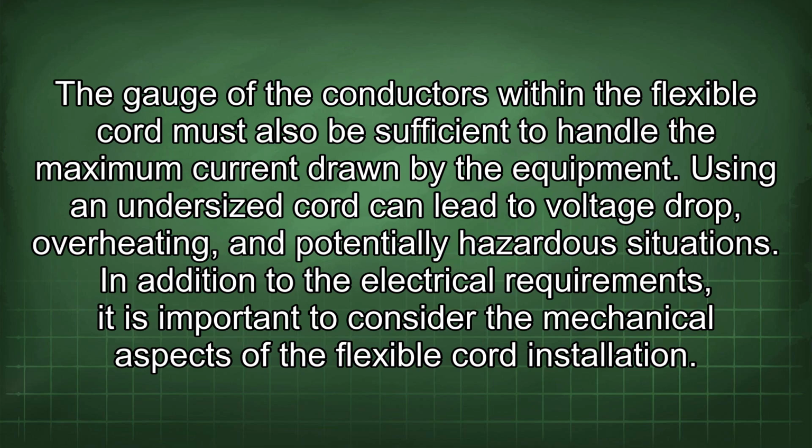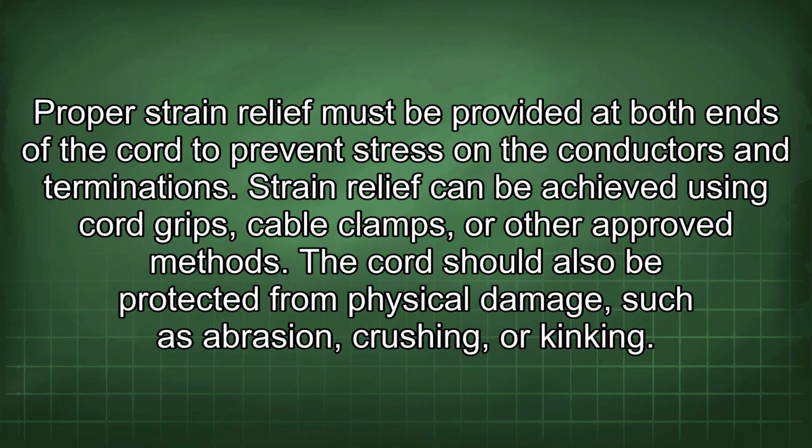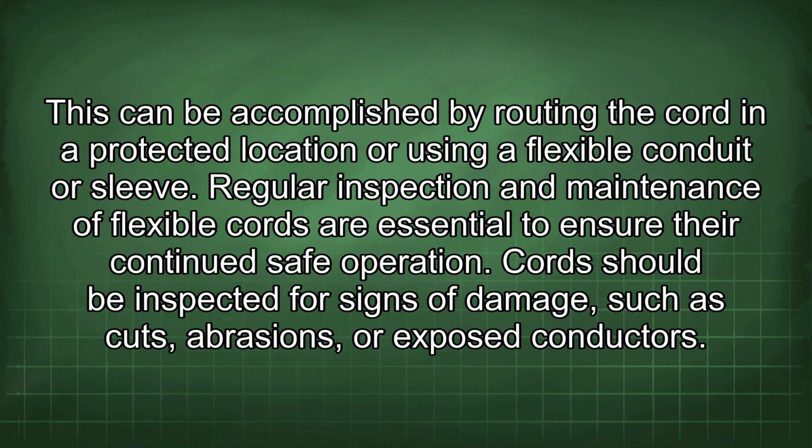In addition to the electrical requirements, it is important to consider the mechanical aspects of the flexible cord installation. Proper strain relief must be provided at both ends of the cord to prevent stress on the conductors and terminations. Strain relief can be achieved using cord grips, cable clamps, or other approved methods. The cord should also be protected from physical damage such as abrasion, crushing, or kinking. This can be accomplished by routing the cord in a protected location or using a flexible conduit or sleeve.